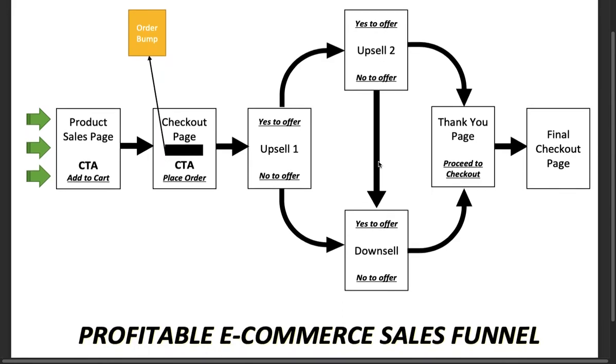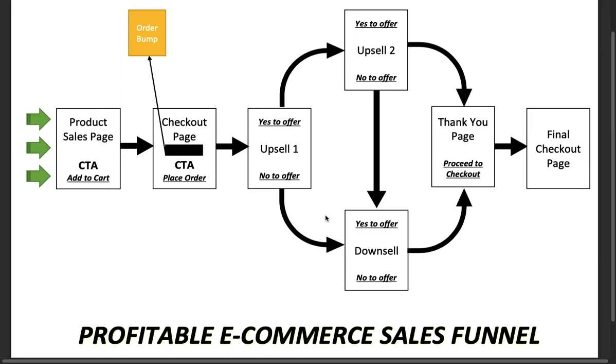So this is exactly the framework we're going to follow. As you can see, we have the product sales page, we have the checkout page, we have the order bump which will be on the checkout page, then we have the upsells, upsell 1, upsell 2, downsell, the thank you page, and the final checkout page.